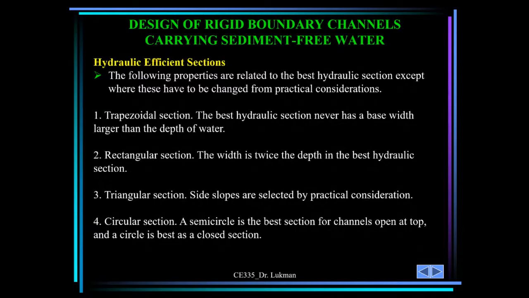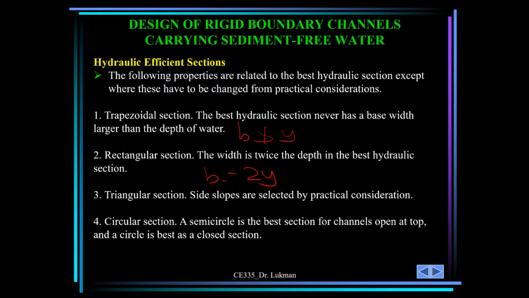And hydraulic efficient sections. Still on that, the following properties are related to the best hydraulic section, where these have to be changed for practical considerations. Trapezoidal section: the best hydraulic section never has a base width larger than the depth of water. So the base width is not greater than the depth of water. Rectangular section: the width is twice the depth in the best hydraulic section. The width is twice the depth, B equal to 2Y.